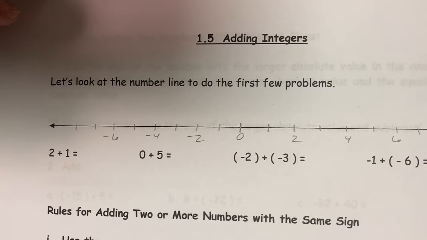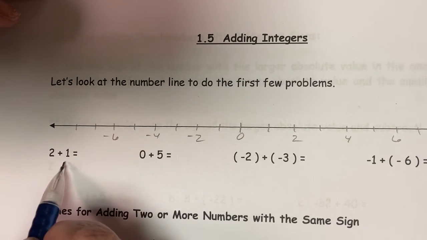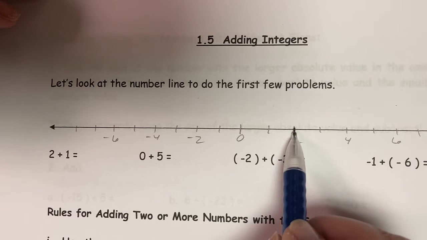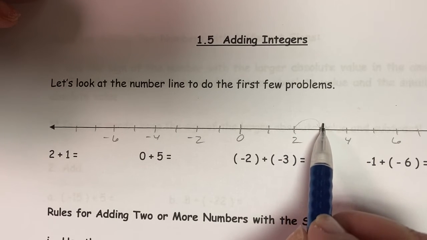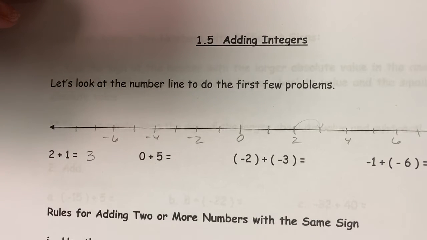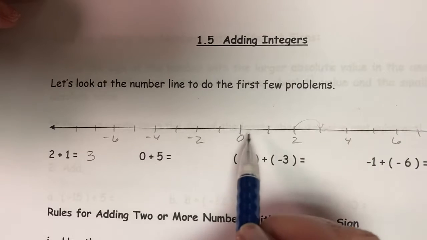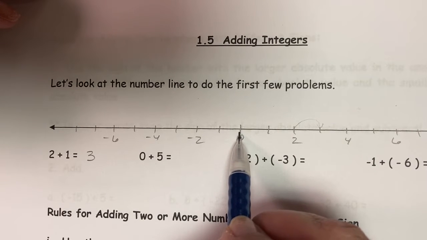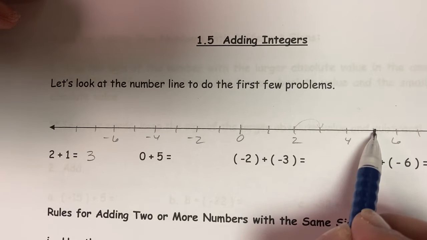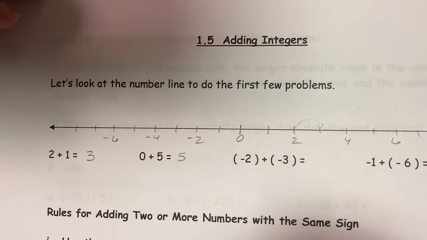I'm going to just put the even numbers on my number line. All right, so here. So 2 plus 1. How do I do that on a number line? Well, I start at 2. And since I'm adding 1, I go to the right 1. And where do I end up? I end up at 3. 0 plus 5. Start at 0. Since I'm adding 5, I go to the right. 1, 2, 3, 4, 5. Where do I end up? I end up at 5.